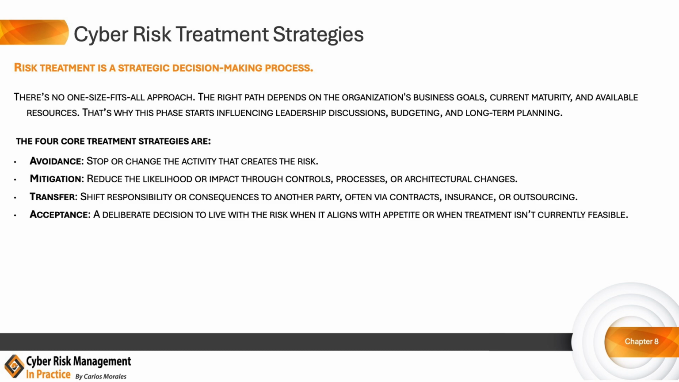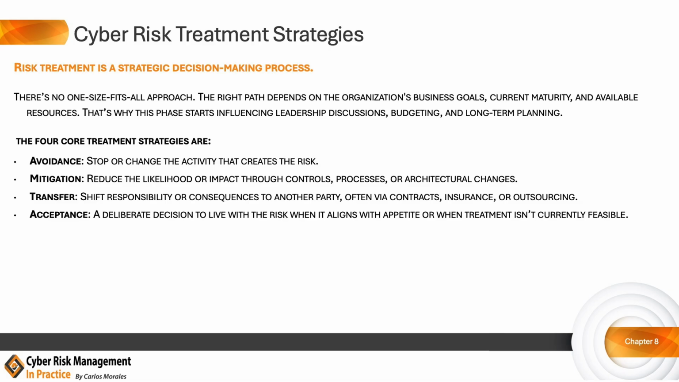Risk treatment isn't just about security controls. It's about making informed decisions about how the organization will respond to each risk based on what the risk means in its specific context. And here's where that context really matters. There is no single right way to treat a cyber risk. The best option depends on your goals, your environment, your capabilities, and your current state of maturity. That's why treatment isn't just an operational step, it's a strategic one. This is where risk management starts influencing resource allocation, leadership decisions, and long term planning.